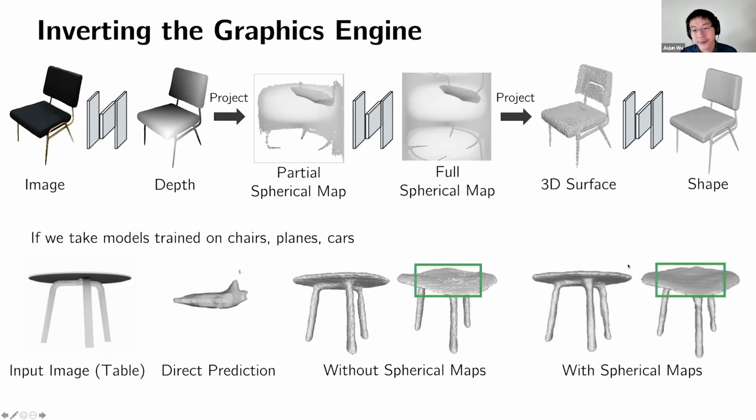And you can see, although the geometry is more or less similar, and both look like a table, with the spherical map representation the output, especially on the surfaces and tabletops, is much smoother, because now the system learns to really focus on getting the surface right.